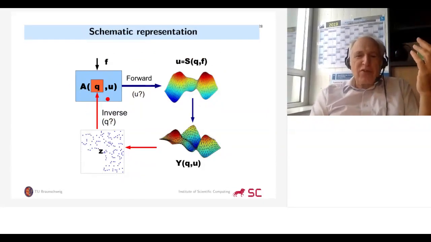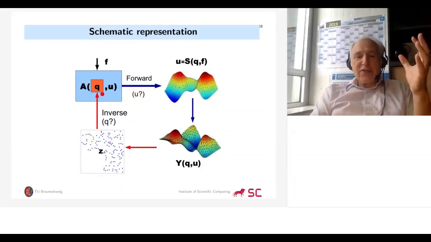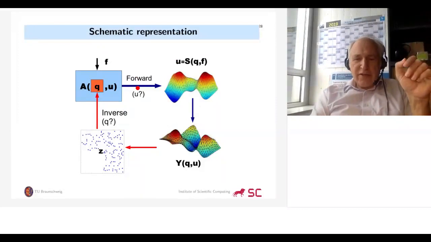Good, so a schematic representation of this is here. This is the model which describes our physics. Q is now some random field, like in our example. From this, we predict the state. In this case, everything is described if we know the hydraulic head. And for each realization of the log of the conductivity field, there's another hydraulic head. So we predict all the possible hydraulic heads and their probabilities.